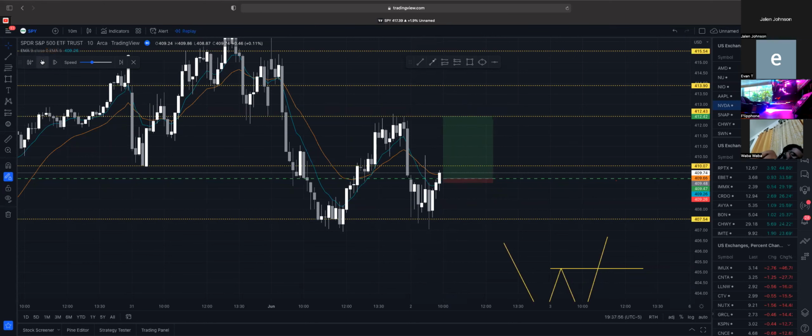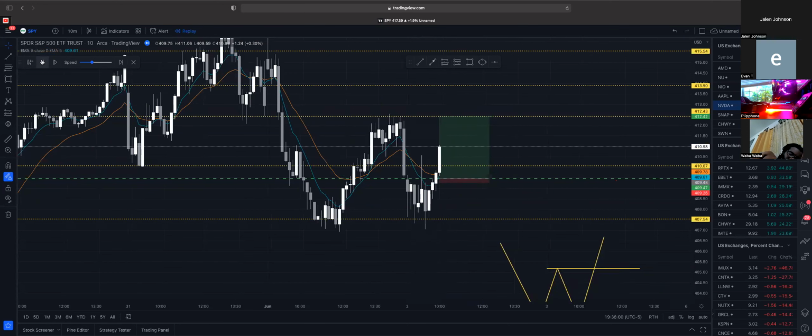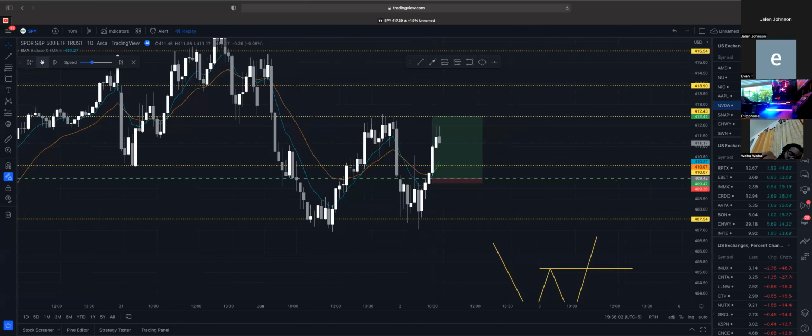We're entering here. Now we want to ride it up to that neckline. Nice candle. There we go. Nice candle. I'm not taking profit yet. I'm letting my winners run. I want to get to my target. I'm not taking profit yet, letting my winners run.